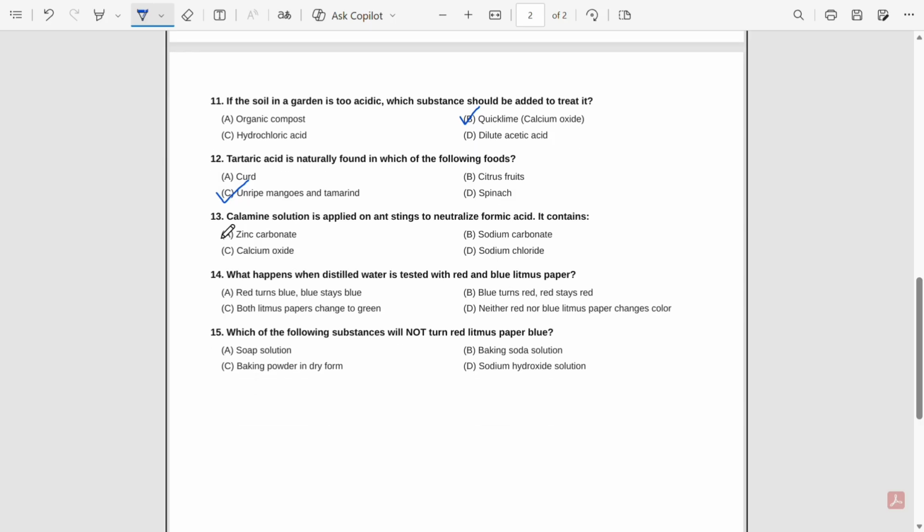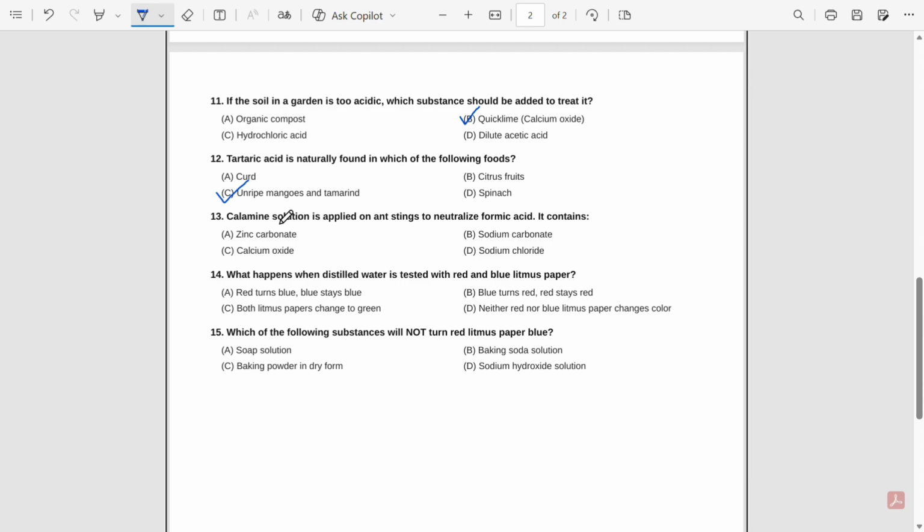See the next one, calamine solution. Calamine solution is applied on ant stings to neutralize the formic acid. You know well, ant stings release which type of acid? Formic acid, which gives pain and irritation. To neutralize this formic acid, we have to apply calamine solution.